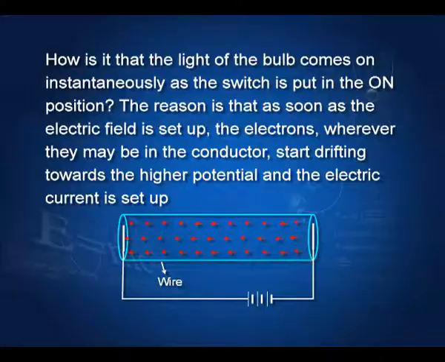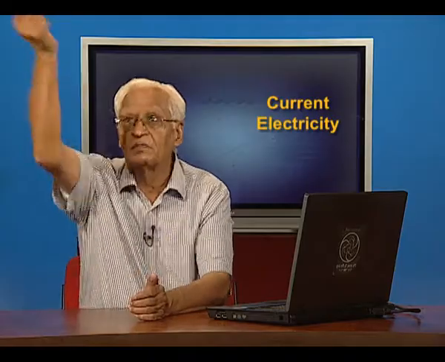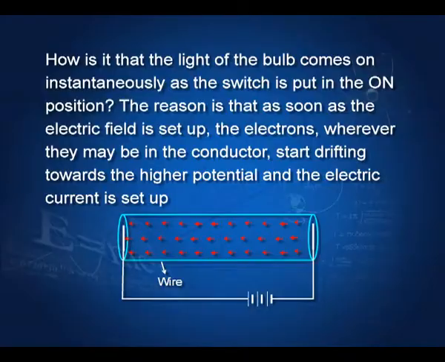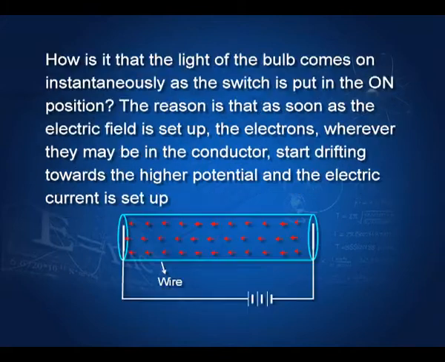How is it that the light of the bulb comes on instantaneously? This is the question we often debate. As soon as we put the switch in the on position, the bulb glows immediately. How does this happen? Let us see. The signal of the electric field may be likened to the command of a military general. You see, let me go back a little. As soon as the potential difference or electric field is established, all these electrons are ordered. Who orders them? The electric field, the signal travels with almost the velocity of light, the signal that each electron now start moving.